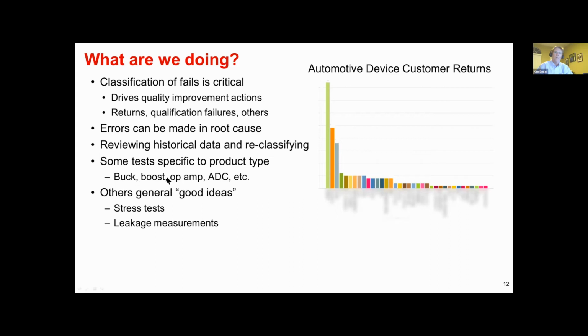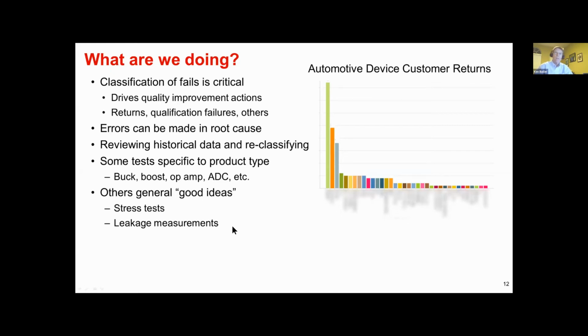Some of those things may be specific to particular product types. If you're building a buck or a boost or an op amp or an ADC, there may be some particular best practices that you want to implement as far as maximizing quality and minimizing cost. But other things are just general good ideas. Stress tests, regardless of the kind of product, you may be asked to do some form of stress testing as part of the overall qualification for the part. Leakage measurements, there is so much you can learn from information that comes off of leakage measurements, and I'll talk more about that when we get into the advanced analytics piece at the end.